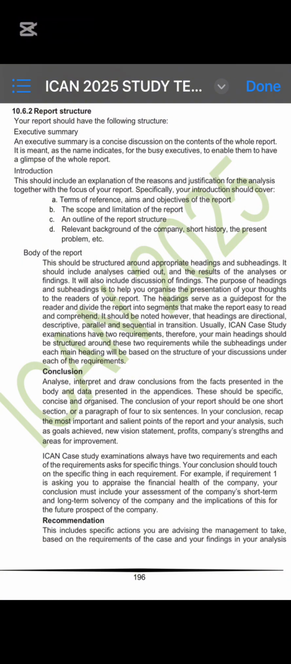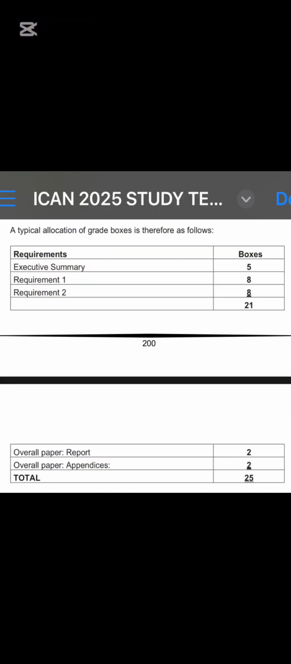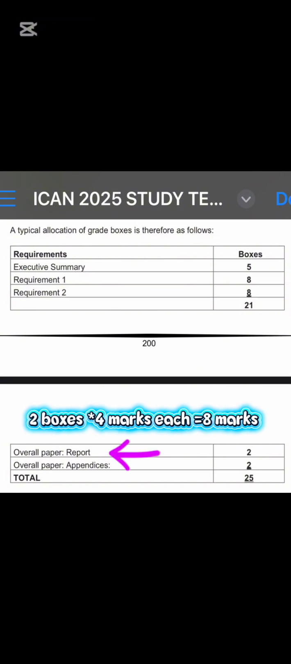And the reason why students don't include it is because, if you check this now, you can see the boxes, the marking guide, and one box is actually 4 marks. If you calculate everything, it's over 100. So they didn't specifically tell us the exact marks that are awarded for the introduction section, although they said overall report is 8 marks anyway, so probably it's part of that.